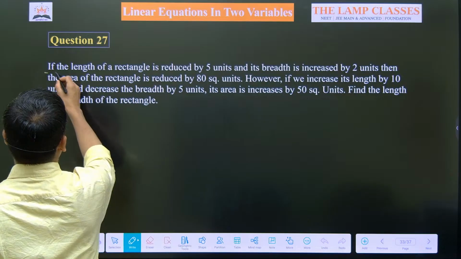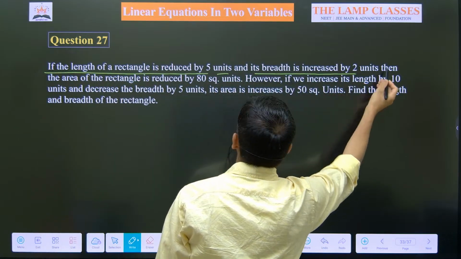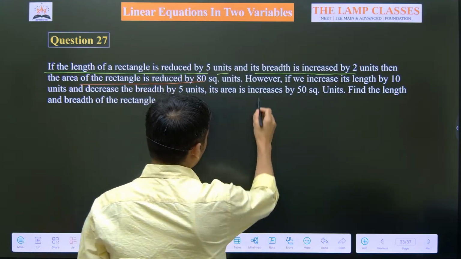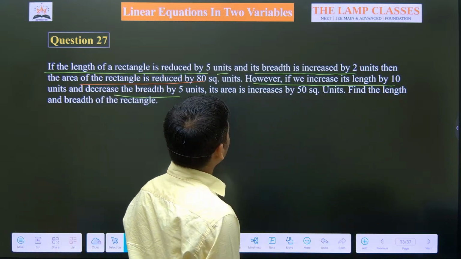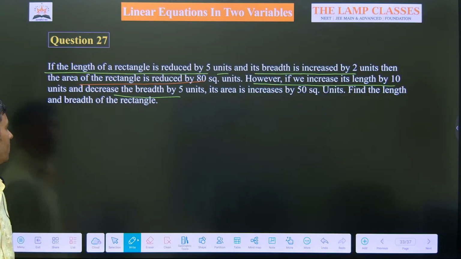The length of a rectangle is reduced by 5 units and its breadth is increased by 2 units, then the area of the rectangle is reduced by 80. However, if we increase the length by 10 and decrease the breadth by 5, the area is increased by 50 square units. So what were the original length and breadth of the rectangle?